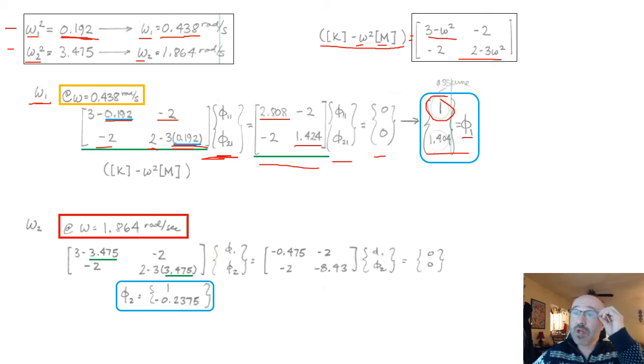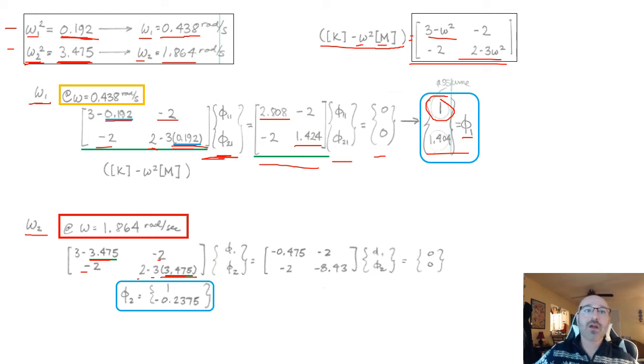Now we want to do the same type of thing for our omega 2, our second natural frequency. So our omega 2 is 1.864 radians per second, so our omega 2 squared is 3.475. We can plug that in back into this same equation: 3 minus omega squared, where omega squared in this case is 3.475, so 3 minus 3.475, and negative 2 and negative 2 stay the same. This is 2 minus 3 times omega squared, where omega squared is still 3.475.